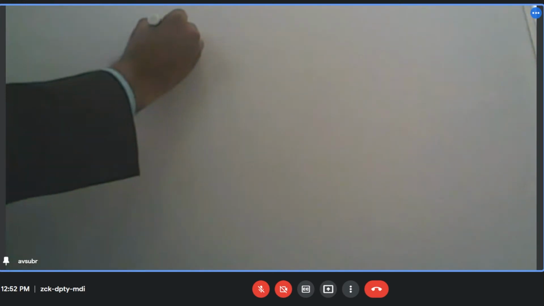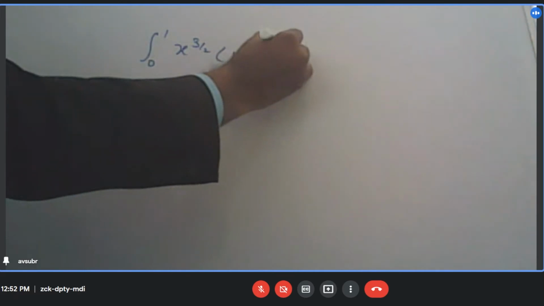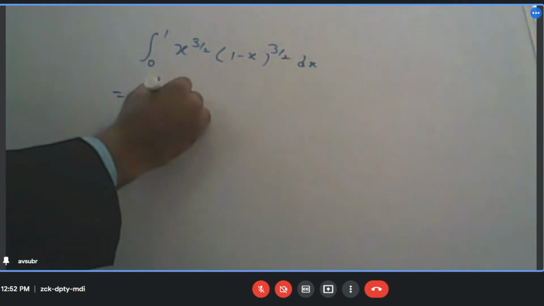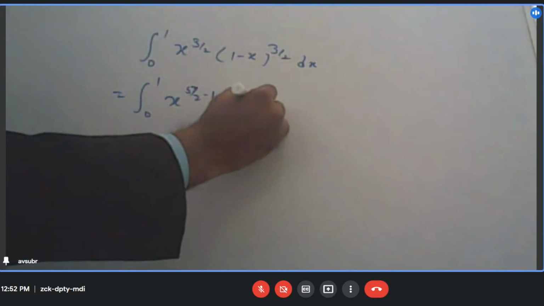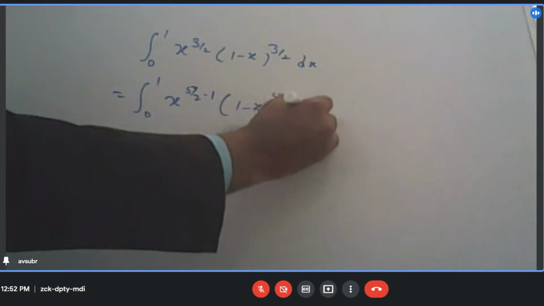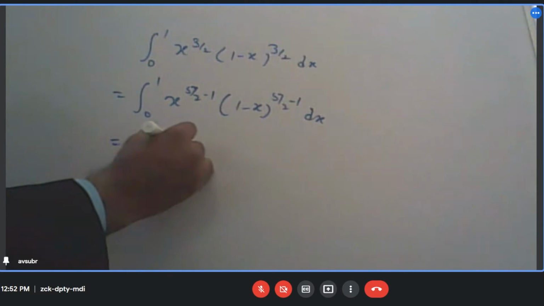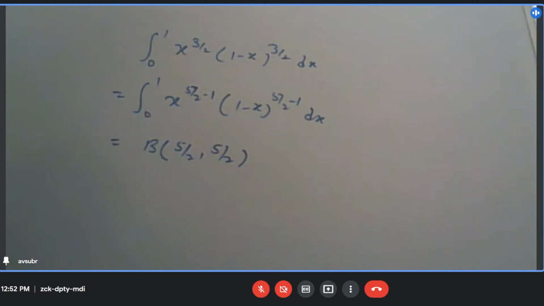Integral from 0 to 1 of x to the power 3 by 2 into (1 minus x) to the power 3 by 2 dx. It can be written as integral from 0 to 1 of x to the power (5 by 2 minus 1) into (1 minus x) to the power (5 by 2 minus 1) dx. Can be written like this. So is it a beta function where m and n are 5 by 2 and 5 by 2?